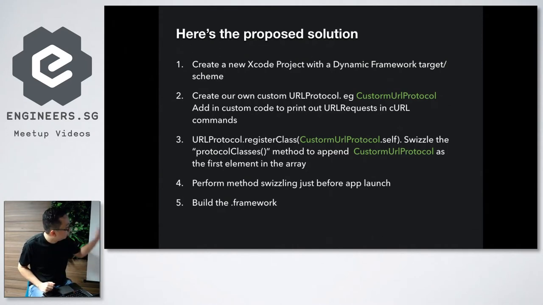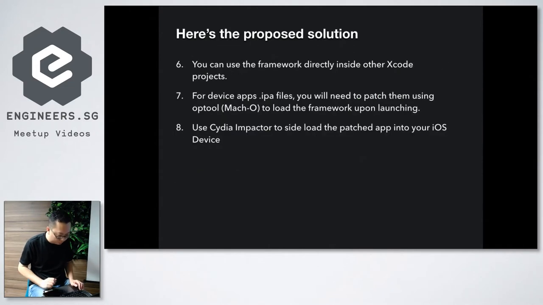So number five, when we're done with all this, we build the framework. And then we can easily drag and drop the framework into any of our Xcode projects to use it. For IPA files, device apps, you will need to patch them using optool. I have a GitHub repo with scripts to help you with that. And then that will actually load the framework into memory upon launching the app. So next, when you're done, you can use Cydia Impactor to sideload the patched app into your iOS device. So now let's go straight into the demo.